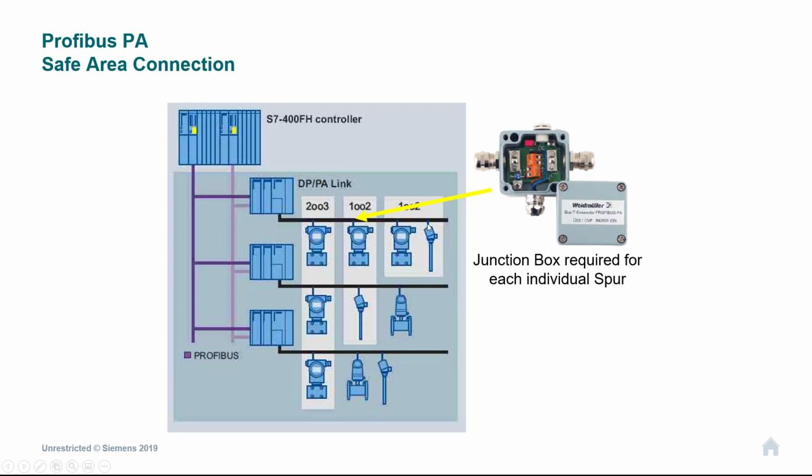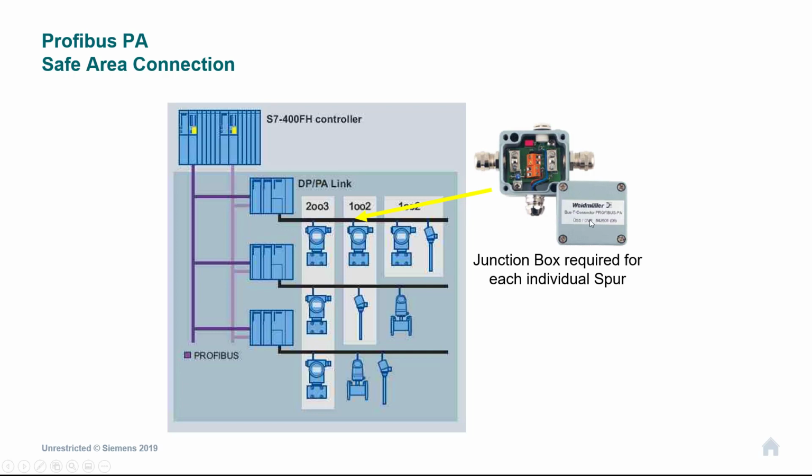So I'll just spend a bit of time here talking about the colours of the cable. So Profibus DP is always purple. Profibus PA is black for safe area and blue for hazardous area.